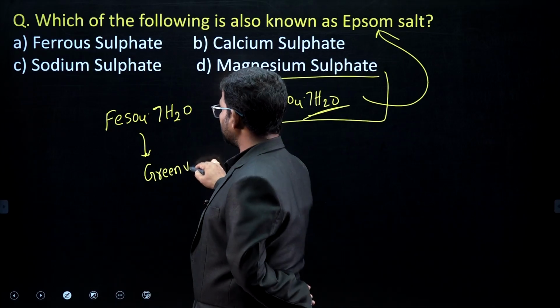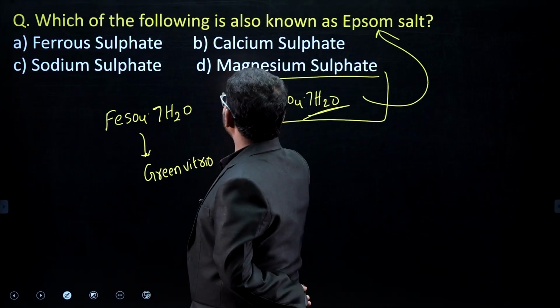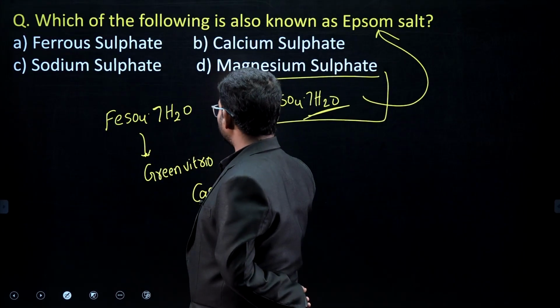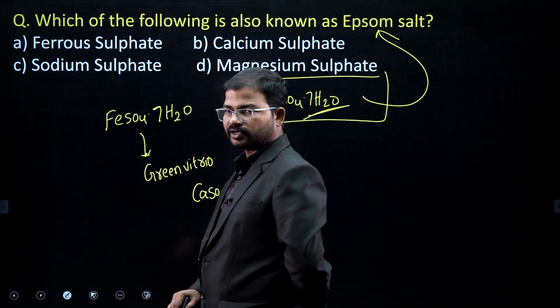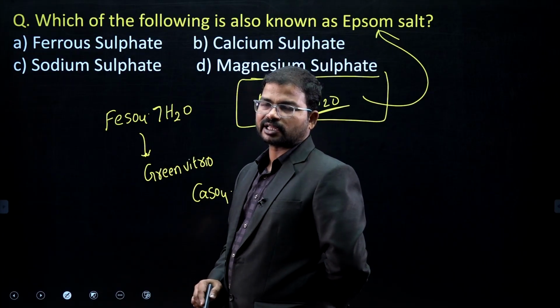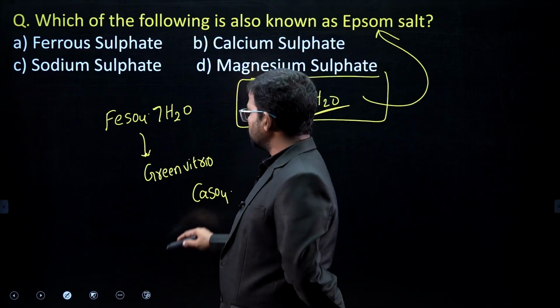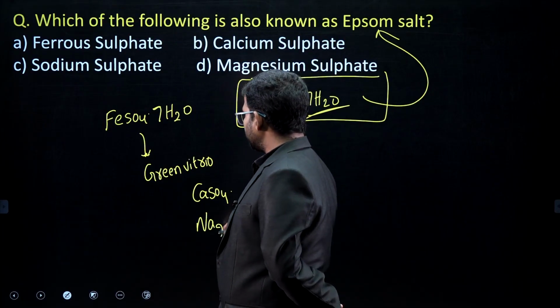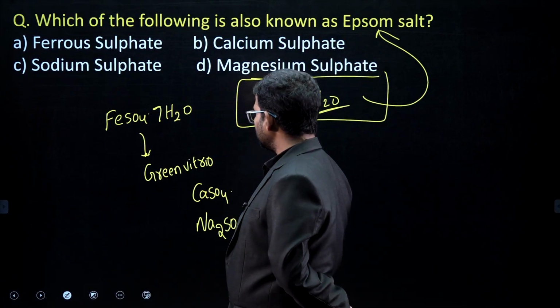What about calcium sulfate, CaSO4? If it has 2 water molecules, we call it gypsum. If it has half a water molecule, that is called plaster of Paris. Next, sodium sulfate, Na2SO4.